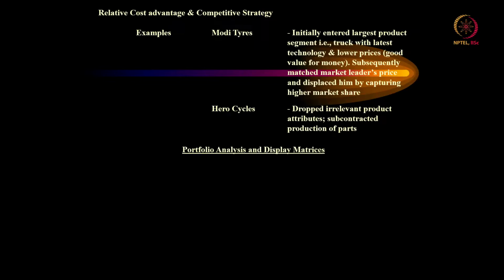The second example that I wanted to give you is that of Hero Cycles. In order to get competitive advantage and also to have cost advantage in the marketplace, what it did was drop irrelevant product attributes. So, a company like Hero Cycles started subcontracting production of its parts. This subcontracting of production of parts and dropping of these irrelevant product attributes has helped Hero Cycles even to this day. So, it is one of the sought after cycles in the Indian market.